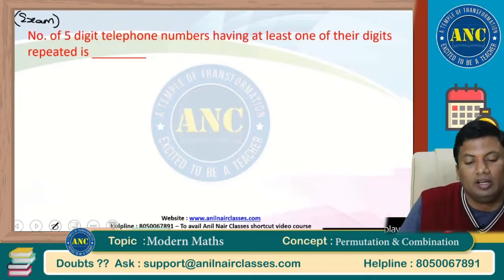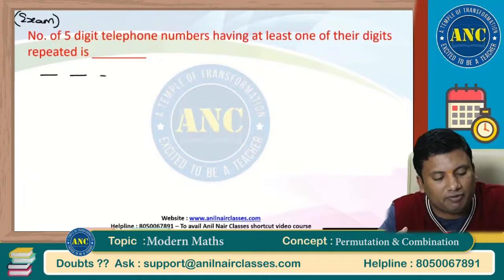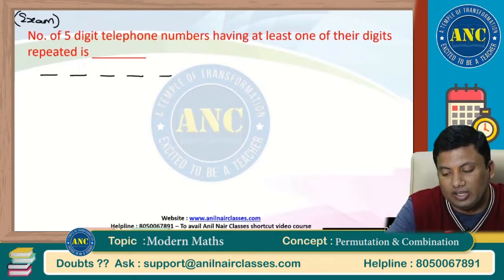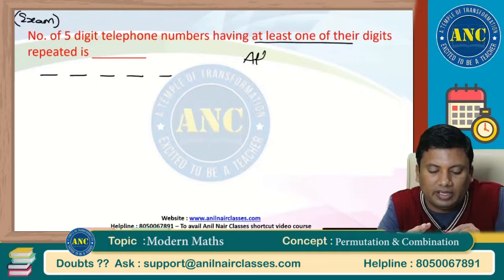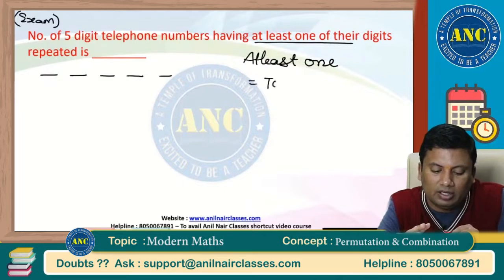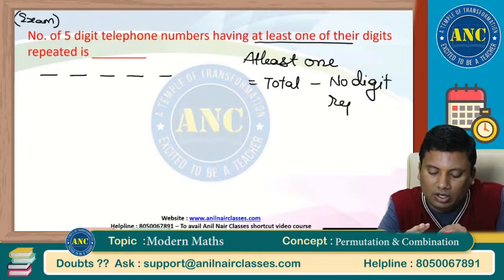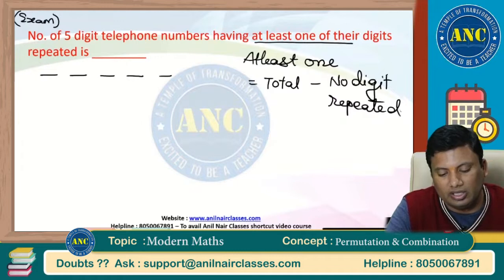Next one, number of 5-digit telephone numbers. I want 5-digit telephone numbers having at least one of their digits repeated. At least one is nothing but total ways minus no digit repeated.